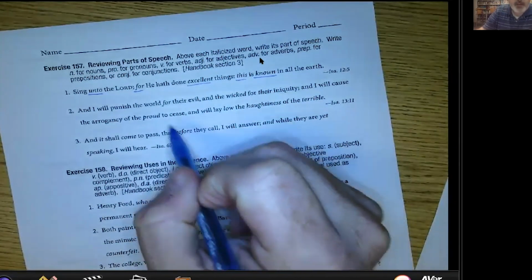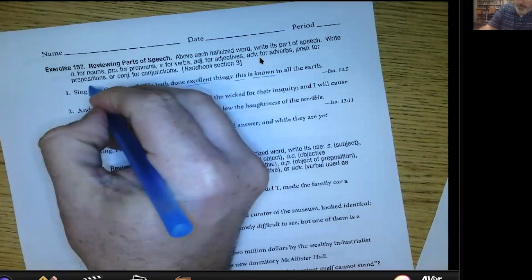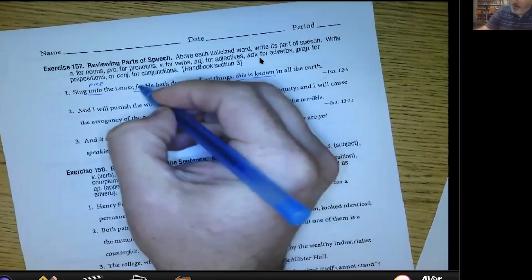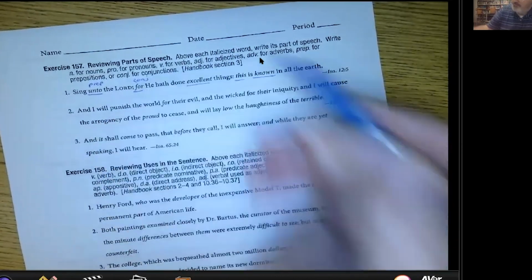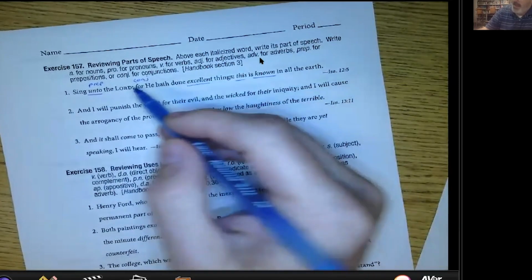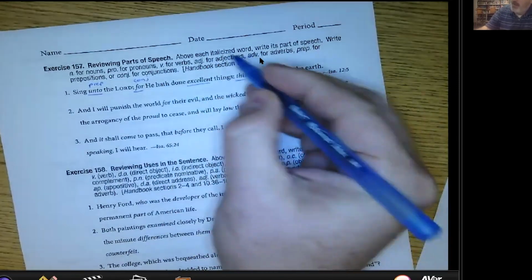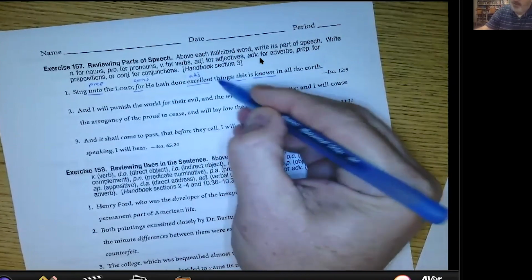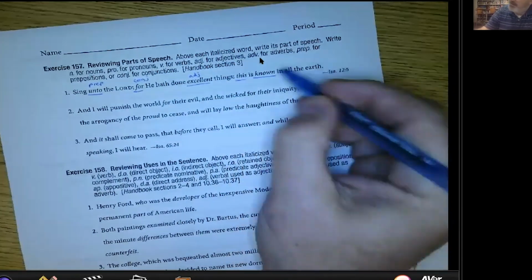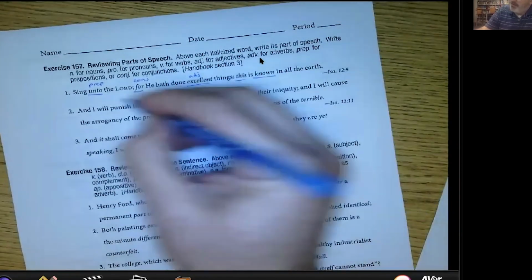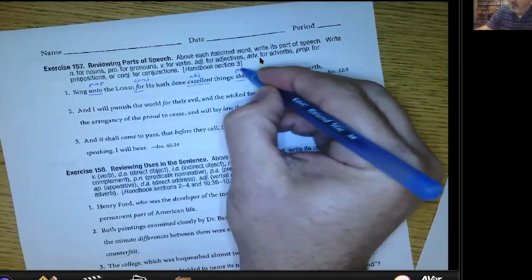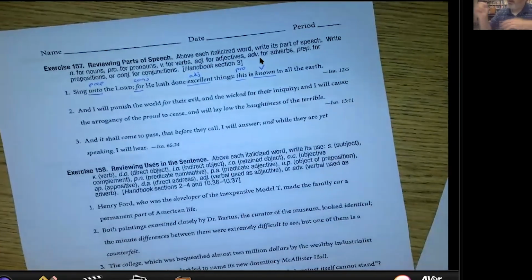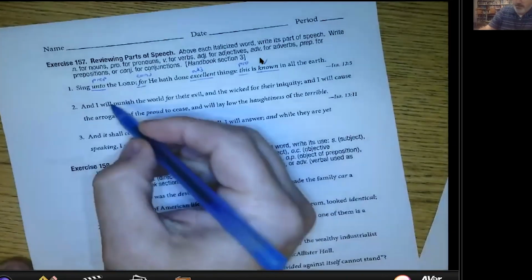Okay. Sing unto the Lord. That's a prep. Unto the Lord is a prepositional phrase. For is a conjunction. For he hath done, like and he hath done. For he hath done excellent things. That's an adjective because it's describing a noun. A thing is a noun. This whole thing is the antecedent for this pronoun. Is known, that's a verb, in all the earth. Okay, good.